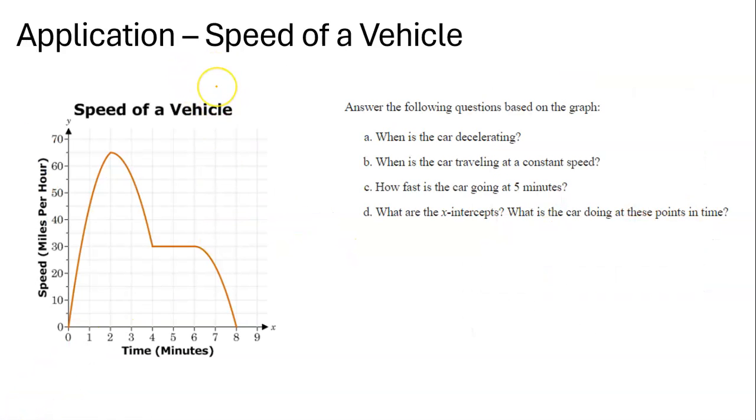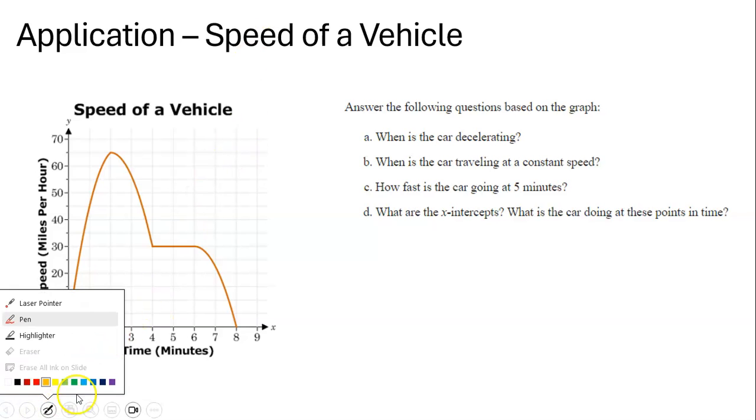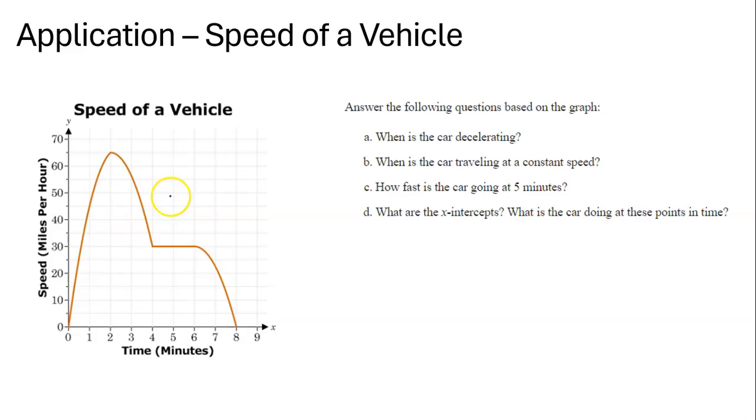All right, application, speed of a vehicle. This is actually applicable in physics. So it says, when is the car decelerating? So we're looking for decreasing. When is it constant? How fast is it going at 5 minutes? And then what are the x-intercepts? What is the car doing?